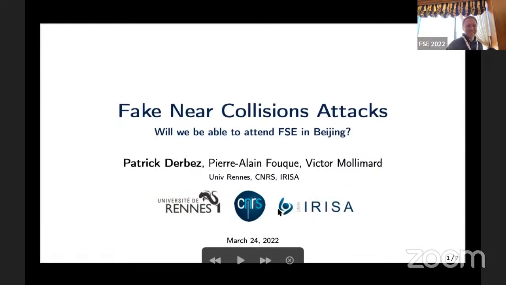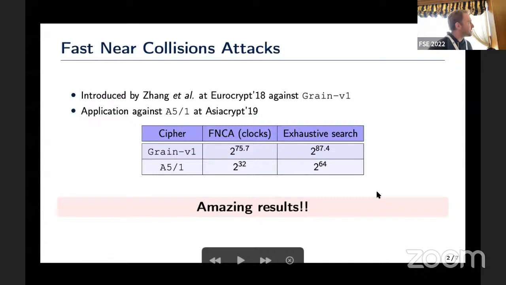Okay, so this talk is about fast near collision attacks, a cryptanalysis technique that was introduced at Eurocrypt 18 by Bin Zhang and his co-authors against the stream cipher Grain v1, and another paper using the same techniques was published at Eurocrypt 19. So you can see in this table how powerful this technique is. Very amazing results. It breaks two stream ciphers, and we'll see how it does that.